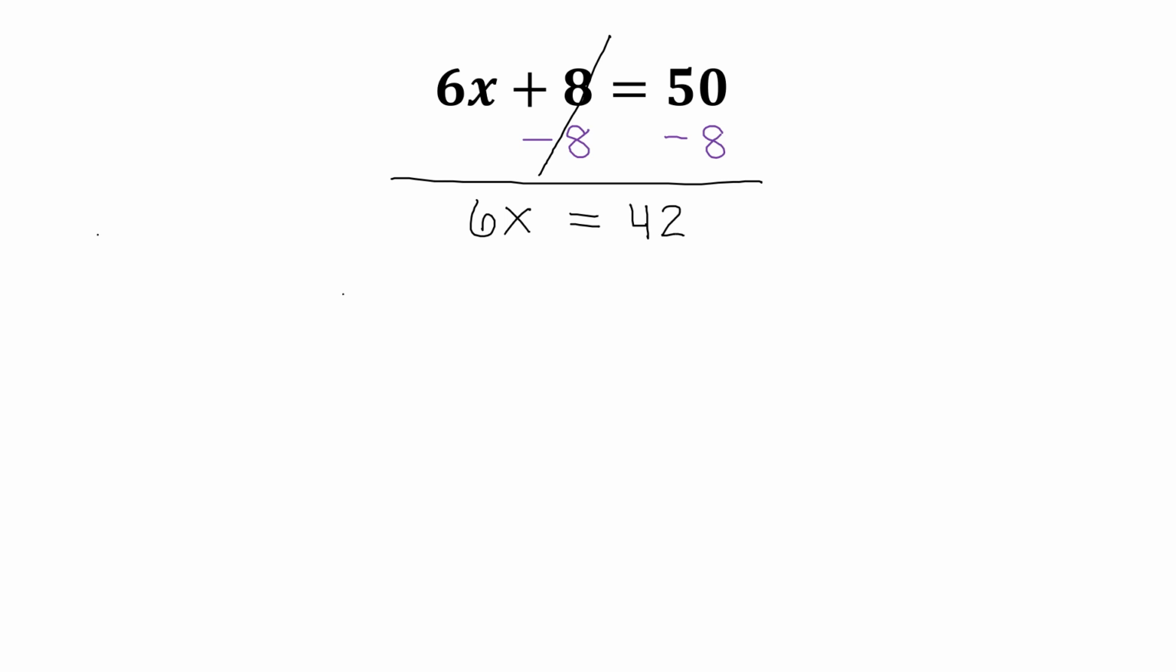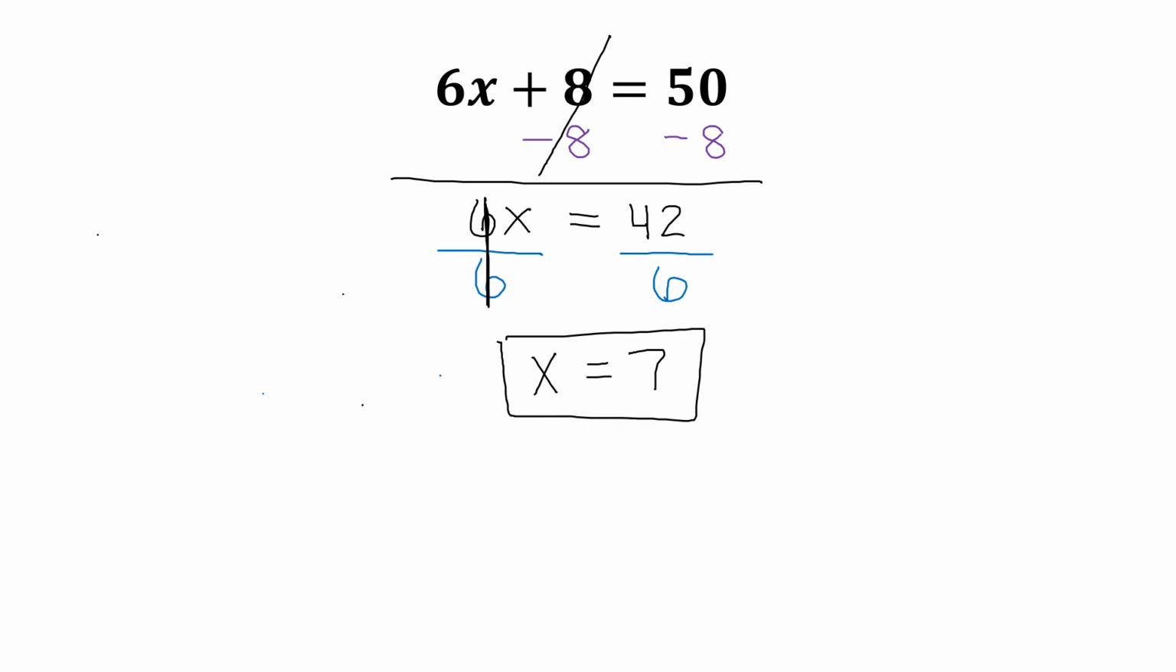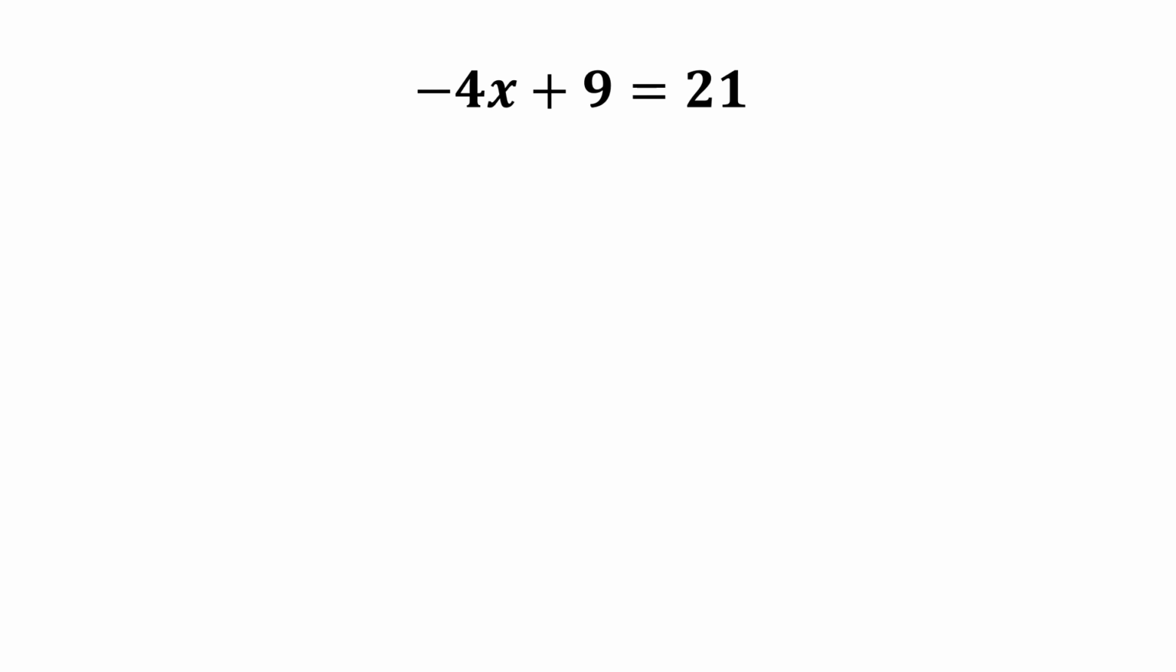Our last step is to isolate our variable. We have to get rid of 6 times x. The opposite of multiplying by 6 is dividing by 6. And again, what you do to one side, you must do to the other side. 6 divided by 6 equals 1. So we're left with 1x, or just x, equals 42 divided by 6, which equals 7. X equals 7.